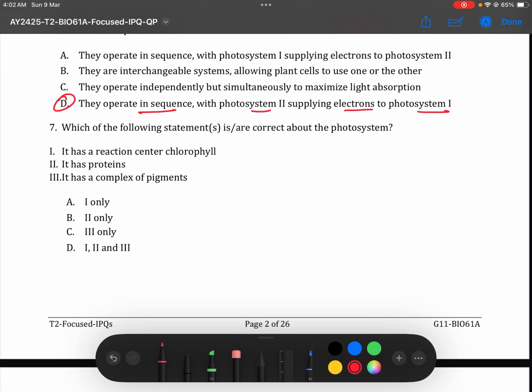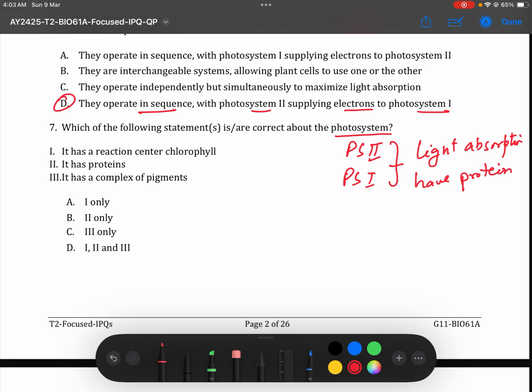Which of the following statements is or are correct about the photosystem? So photosystem, we know that PS2 and PS1 are the places where the light is absorbed. Light absorption takes place over here because they contain pigment, that's the chlorophyll, and also they have proteins. Since chlorophyll is involved in light absorption, it means that they have the pigments also, like chlorophyll A, chlorophyll B, and all that. So in this case, it has chlorophyll center, yes. It has proteins, yes. It has complex of pigments, yes. So it means all of the above.